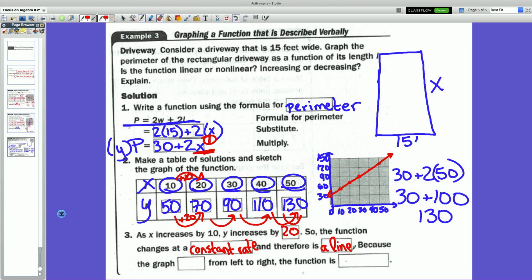Because now I'm looking at the graph, because the graph goes up from left to right, I also know that the function is increasing. Increasing. All right? So that does finish it for these notes.